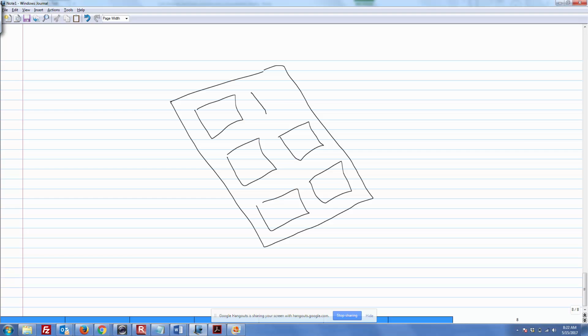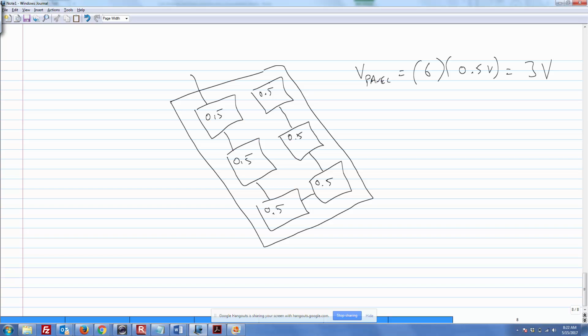So they're wired this way, and let's just say each one has 0.5, 0.5, 0.5, 0.5, 0.5, 0.5. So the voltage for the panel equals 6 times 0.5 volts equals 3 volts. So this would be a very small panel. And if we wired it this way, I'll just draw it simply. In, out, in, out, in, out. So again, this is a very simplified way, but here's your positive, here's your minus. You'd have 3 volts.